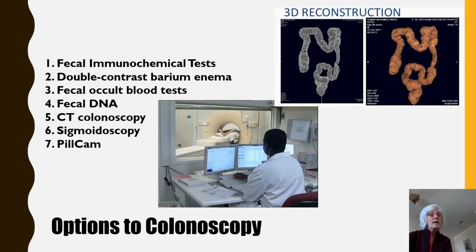It's possible to have a CT colonoscopy. This is using a CAT scan. Computed tomography is what CT stands for, and it's a very good way to screen for colon cancer, but it's also very expensive, so it's not typically done. Sigmoidoscopy is looking at that first arm, as I said, of the colon.